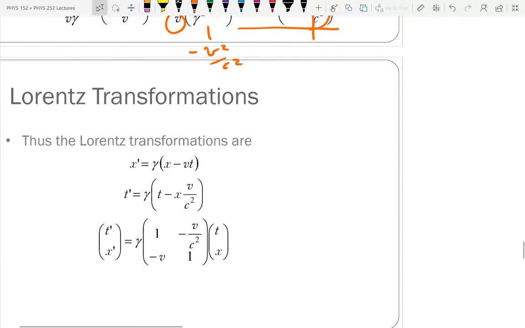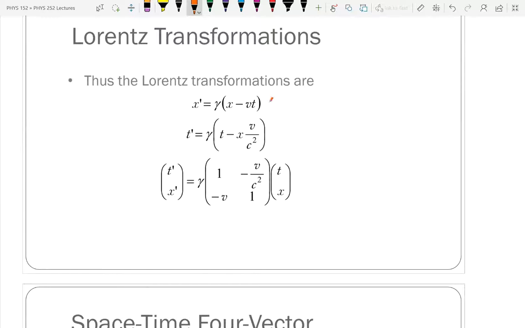So that now gives us two equations. This one we'd already looked at. Here's the new one. And so reading off our terms, the coefficient of time here was 1. The coefficient of x was minus v over c squared. And then the one we've already looked at, the coefficient for t was minus v. Coefficient for x was 1. So we now have the linear transformation between the primed and unprimed reference frames.